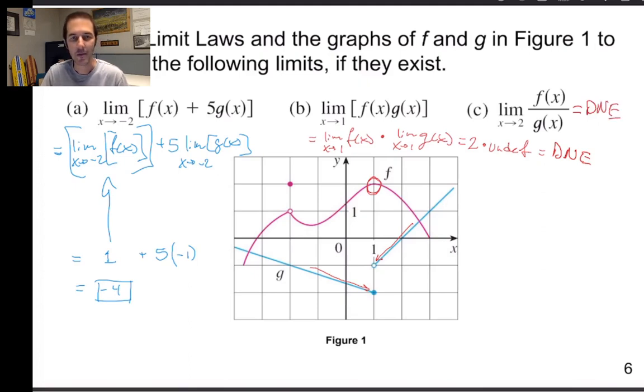In some cases, DNE or undefined is not going to be the answer to part C. It depends on the author and what kind of an assignment it is that you're working on, because the numerator of that statement right here, this function f, as x approaches positive 2, let's look at our graph. It looks to me like as x approaches 2, our function is positive 1.5. I would bet that the limit is equal to 1.4 or 1.5, which is a positive value.